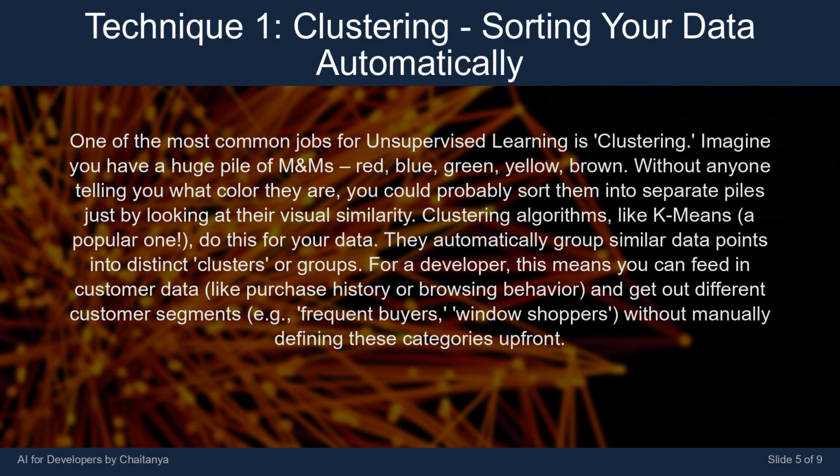One of the most common jobs for unsupervised learning is clustering. Imagine you have a huge pile of M&Ms, red, blue, green, yellow, brown, without anyone telling you what color they are. You could probably sort them into separate piles just by looking at their visual similarity. Clustering algorithms, like k-means, a popular one, do this for your data. They automatically group similar data points into distinct clusters or groups.